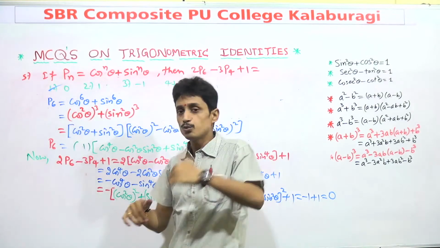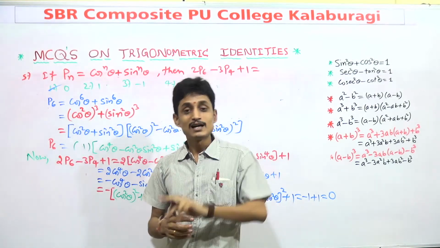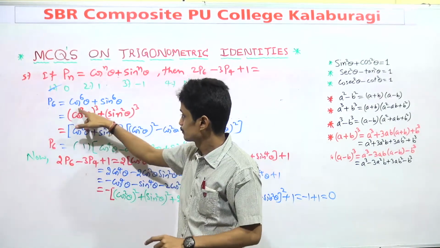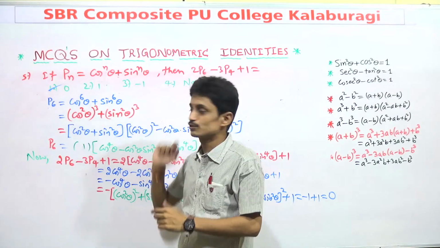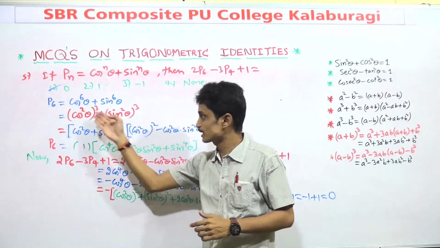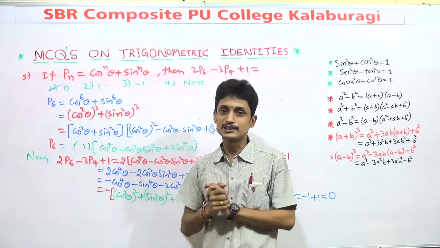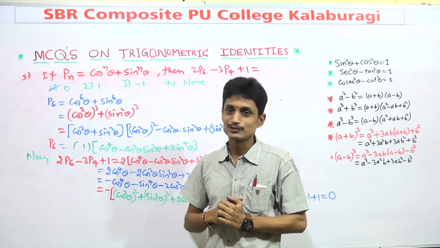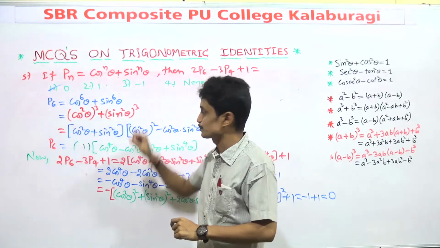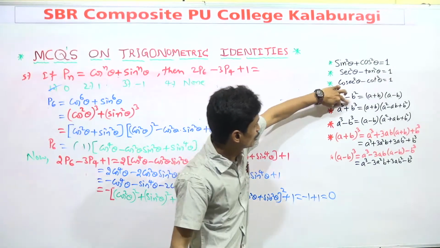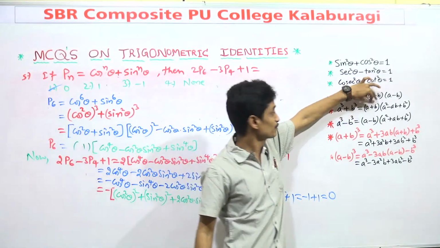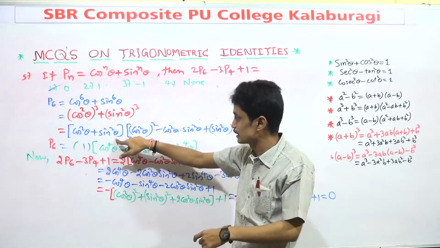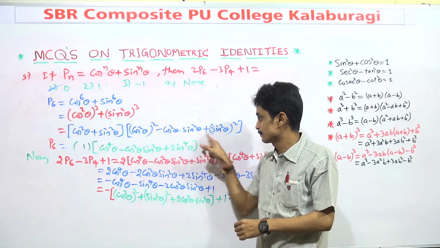Now, how can we split this 6, 2 into 3 or 3 into 2? I wish to split it as 2 into 3. Now this will be cos square theta whole cube plus sin square theta whole cube. How does it look? A cube plus B cube, where A and B are cos square theta and sin square theta. The A cube plus B cube identity that I gave: A cube plus B cube is nothing but A plus B into A square minus AB plus B square.